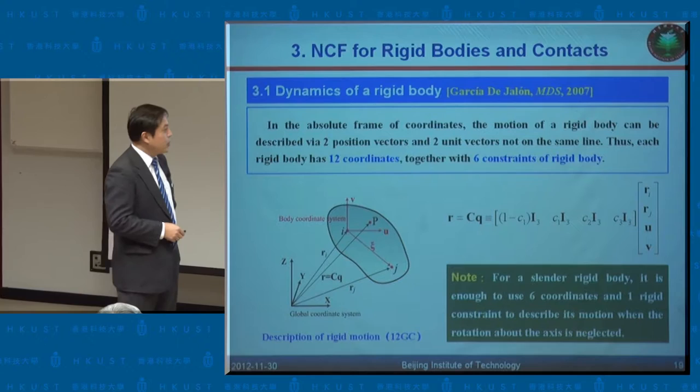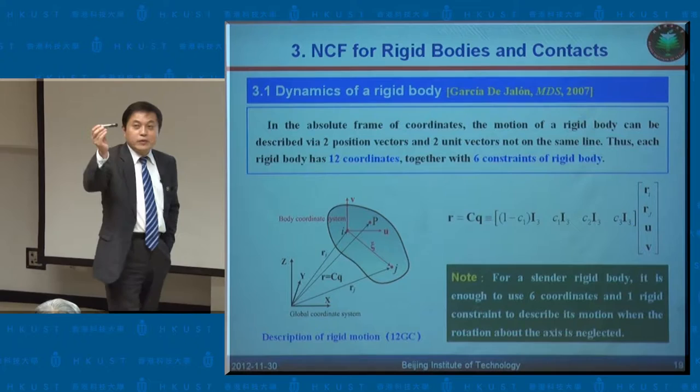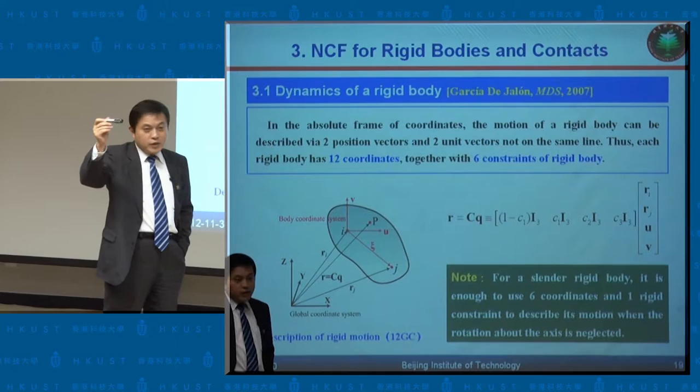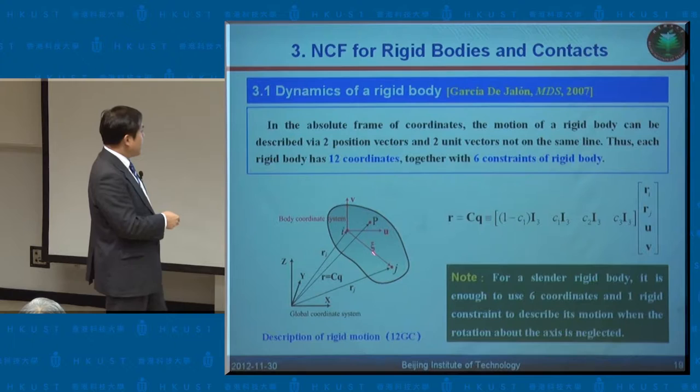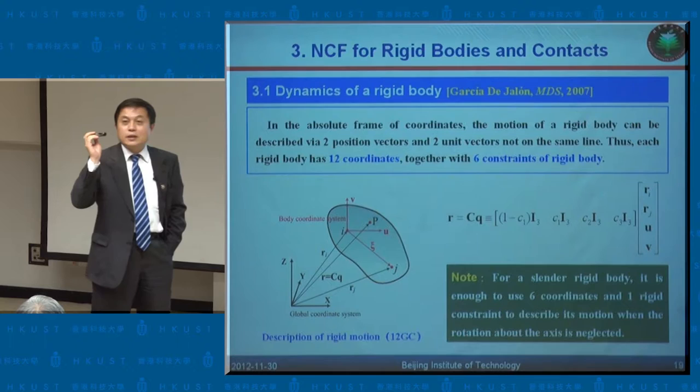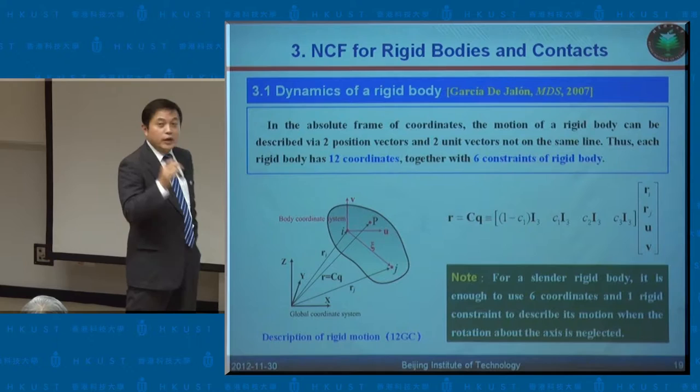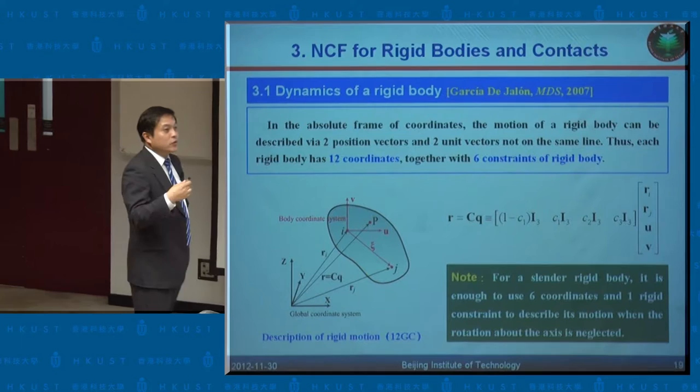Actually, if you have some simple case, for example, a rigid body like this, very slender beam, and you do not care about the rotation of the beam, then you only have 5 degrees of freedom. And then in this case, you can use only 2 position vectors at I and J, 2 ends. And then you put 1 rigid constraint. That's a fixed distance between 2 points. Then you will have only 5 independent degrees of freedom to describe the motion. You do not care where the mass center is.